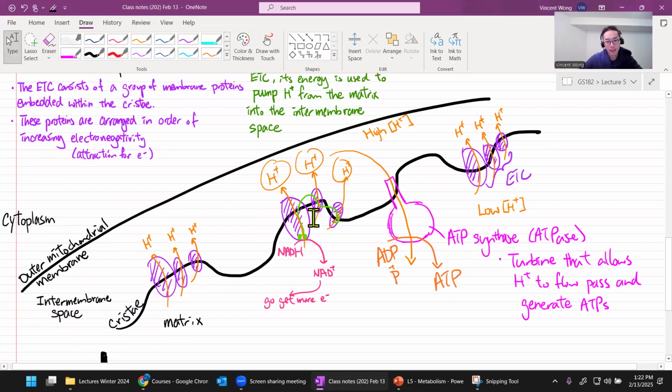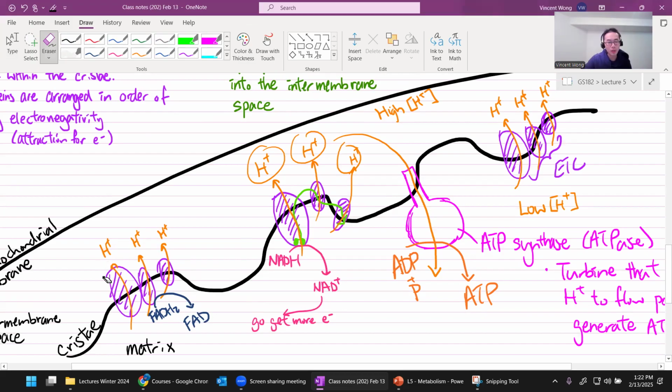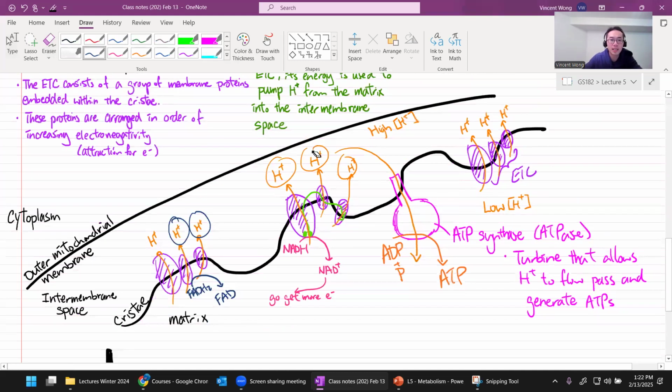Now, if you are following, you might be wondering, hey, what about the FADH2? Where does it come into play? Same thing, the FADH2 will also come along. However, FADH2 has less energy. So instead of depositing the electron on the first protein, it is going to deposit it on the second protein in the ETC. In this case, it will only be able to pump 2 H+, and when these 2 H+ go through the ATPase, it will only generate 2 ATP as opposed to 3 ATPs.